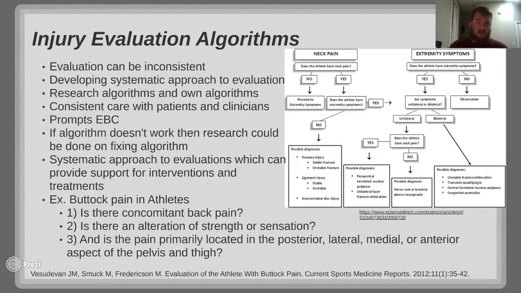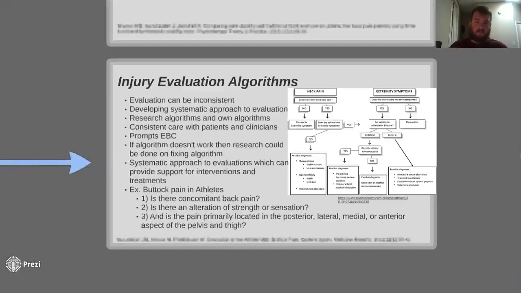Having a systematic approach to evaluations can provide support for interventions and treatments. So for instance, by getting an algorithm such as buttock pain in athletes, having 3 questions that I can follow to help figure out the differential diagnosis will be really helpful in improving my care.